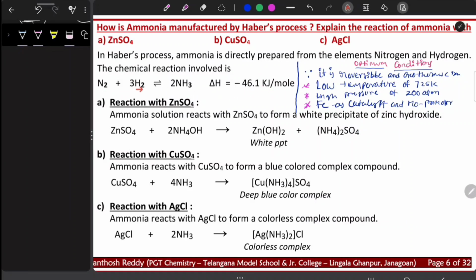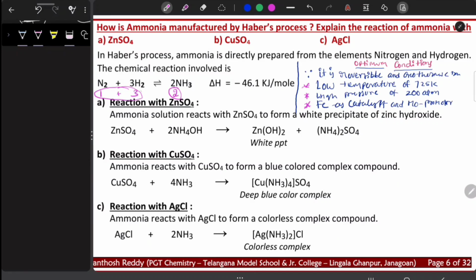N2 plus 3H2, 1 mole of nitrogen N2 and 3 moles of hydrogen 3H2 gives 2NH3. So, 2 moles of ammonia. Here one more important point we need to remember is the number of moles of reactants and products. Here reactants are 1 mole of nitrogen and 3 moles of hydrogen, total 4 moles, and the product is 2 moles. You just remember, number of moles of reactants 4 moles and number of moles of product 2 moles.